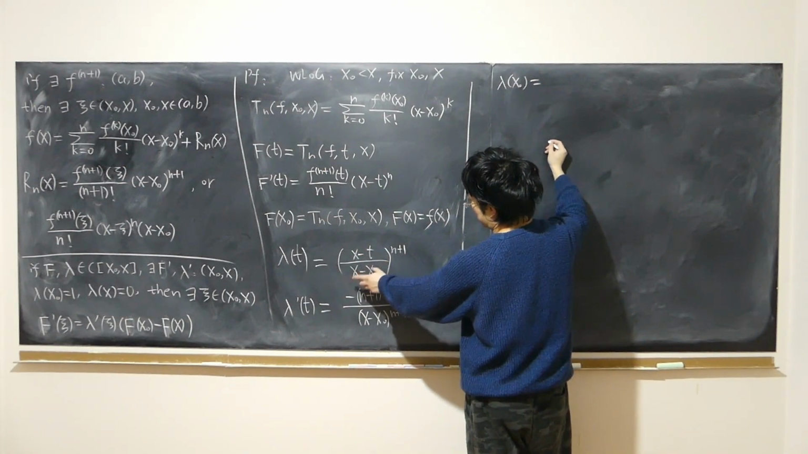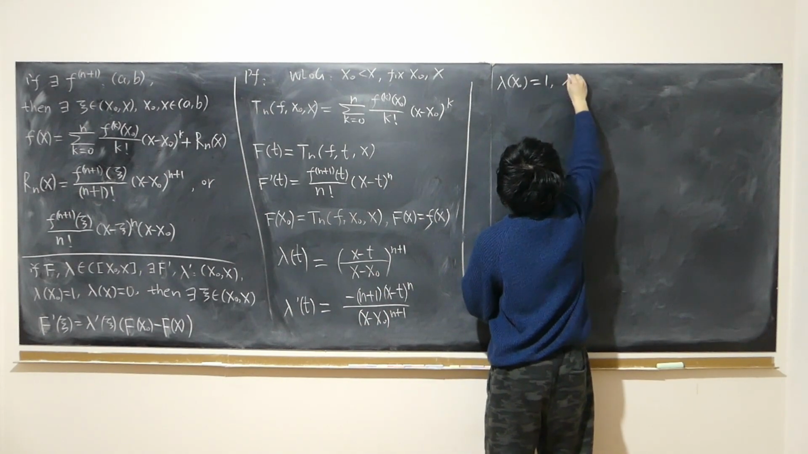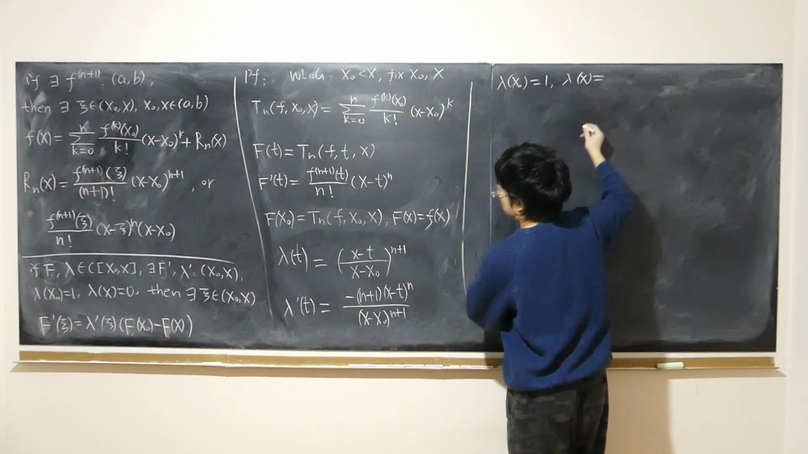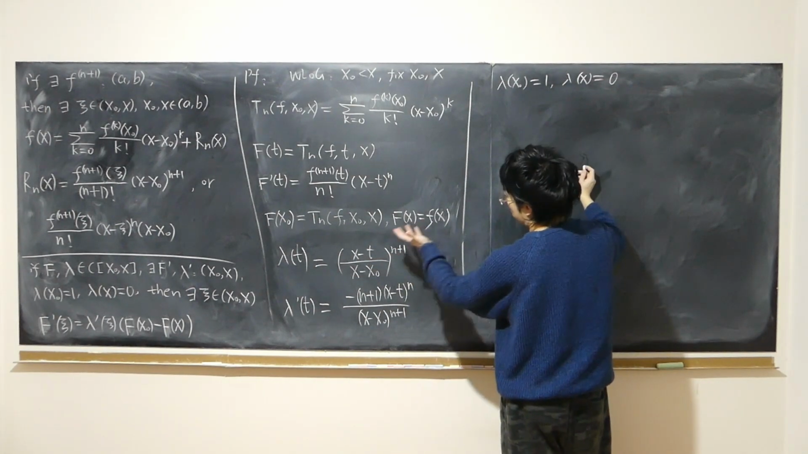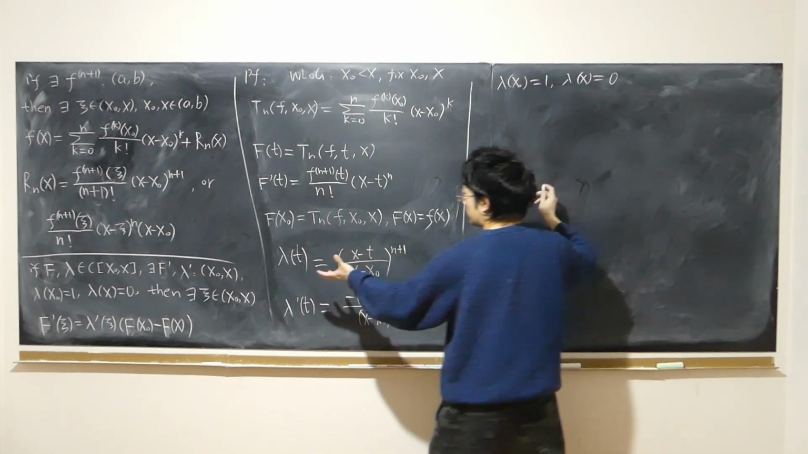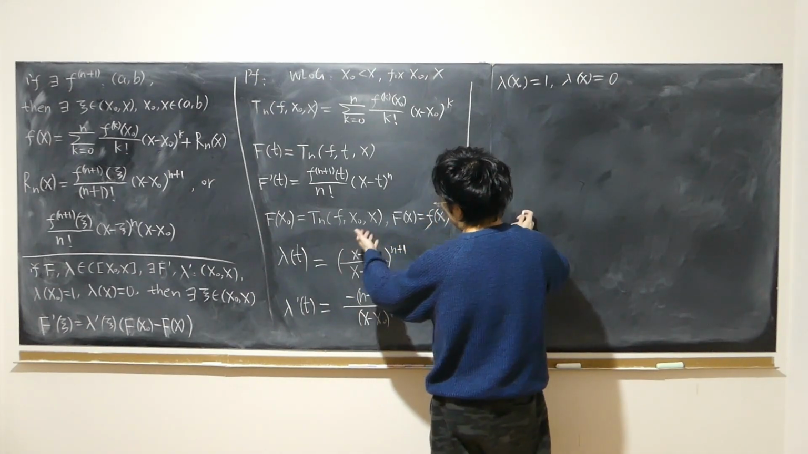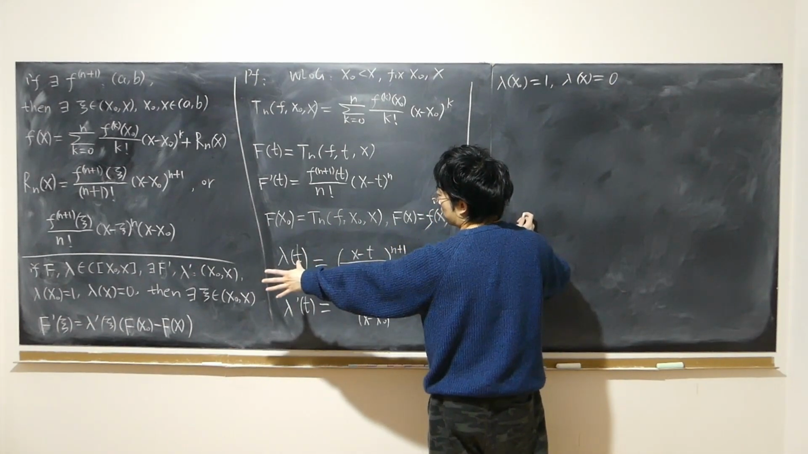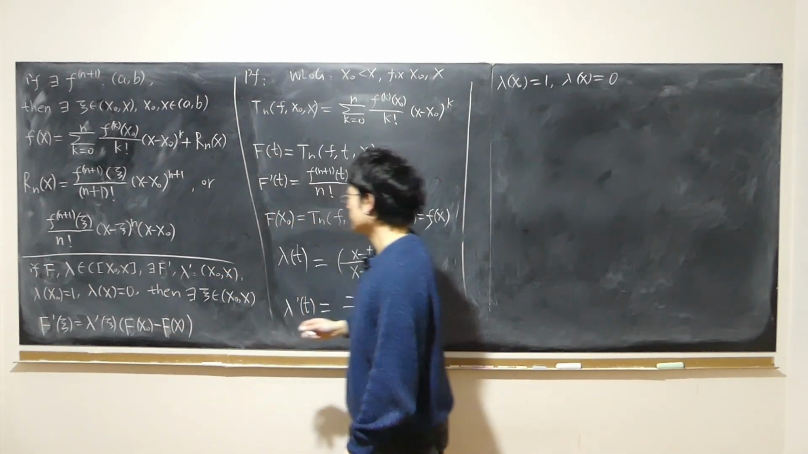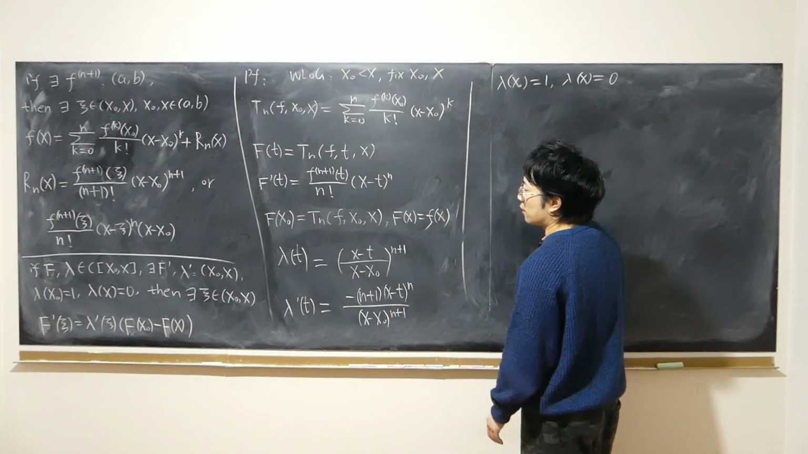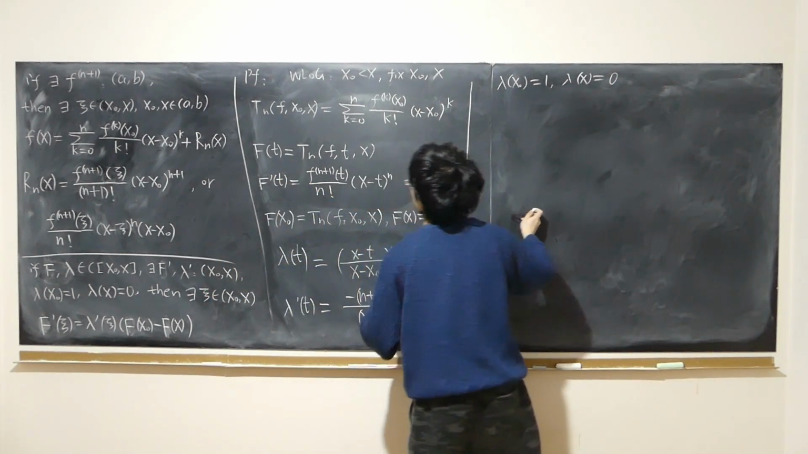x minus x naught over x minus x naught turns out to be 1. What's lambda of x? x minus x turns out to be 0. Is lambda continuous over this closed interval? Yes, of course. Is it differentiable? Yes. So lambda really satisfies our conditions. Therefore our f of t also satisfies our conditions.